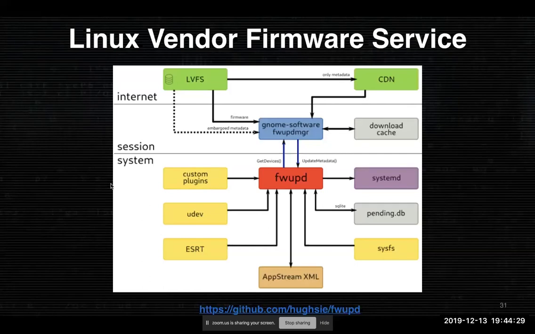Another very interesting project is the Linux Vendor Firmware Service, LVFS, which is responsible for pretty much the same thing. It's fully open source and more about delivery than authentication. Recently they started doing some supply chain checks, which I think is the right direction to go.